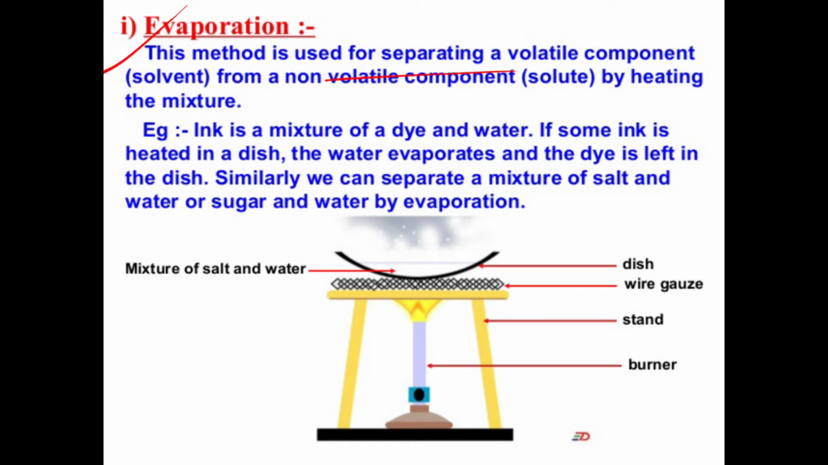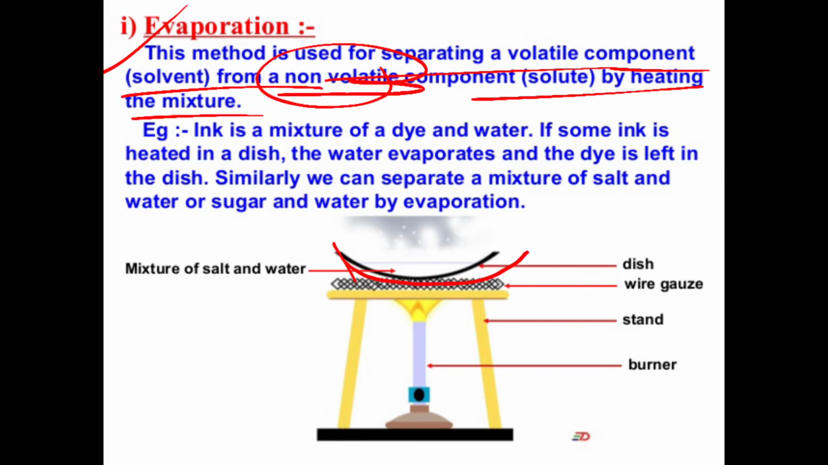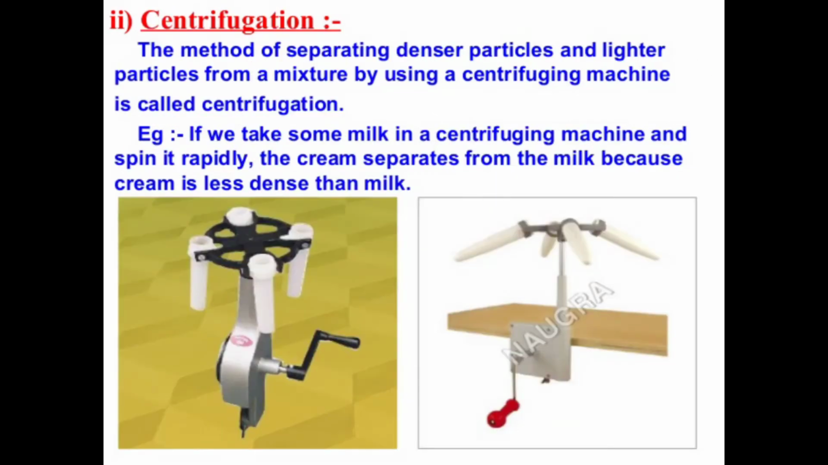This is a method basically used to separate a volatile component, the solvent, from the non-volatile solute by heating a mixture. For example, we take a solution of salt and water, and we continue to boil it till all the water gets evaporated. By this process we can separate the salt from water, because as we boil it, the water will evaporate and the salt will remain here only.